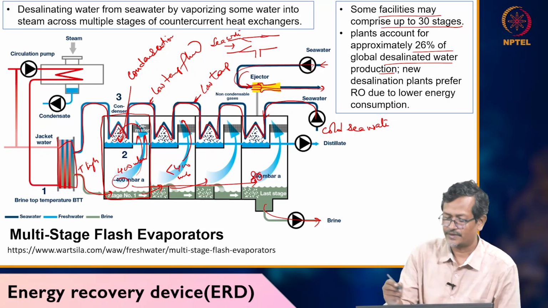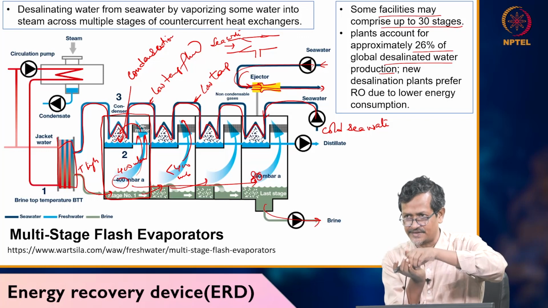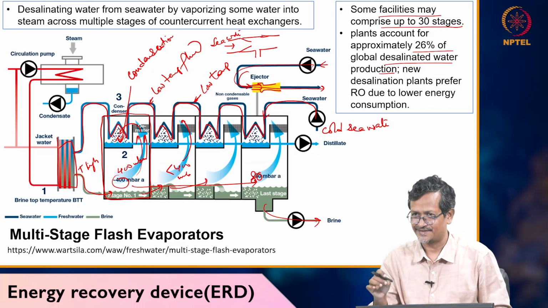So, what happens when fluid is flowing through a pipe and you suddenly reduce the pipe size, because of Bernoulli's law, pressure will be reduced. How?